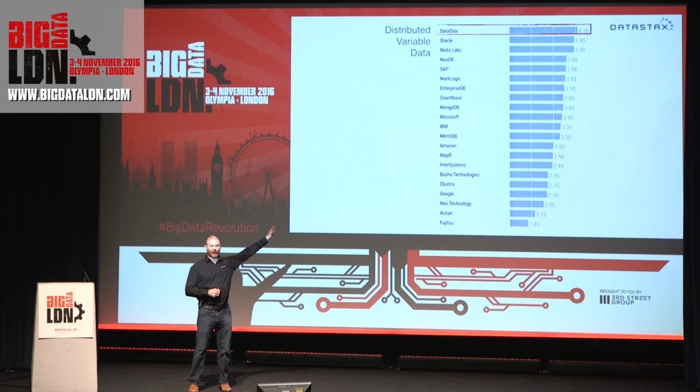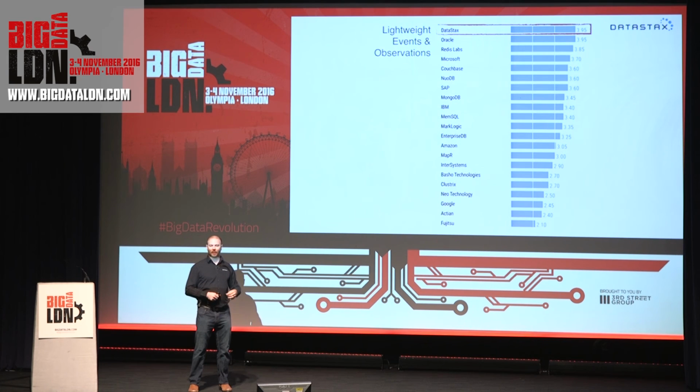So distributed variable data, DataStax is at the top, and we've got some pretty heavyweight competition on this slide, so I'm very proud that we were able to be recognized in that group. Lightweight events and observations, DataStax is also at the top here. So again, lots of these point operations, hundreds of thousands of requests per second of read this row or write that row, very, very good at this category.